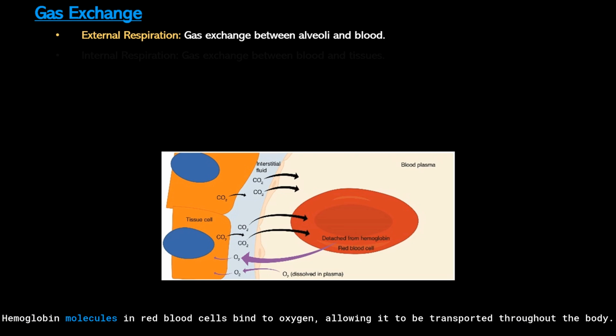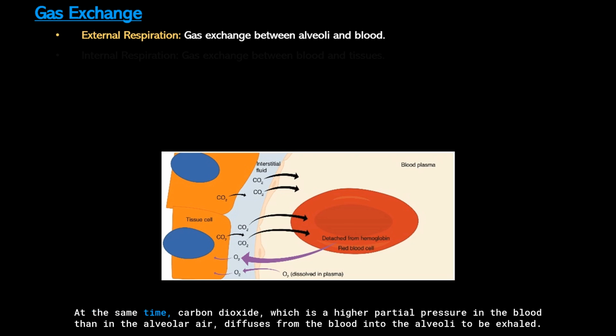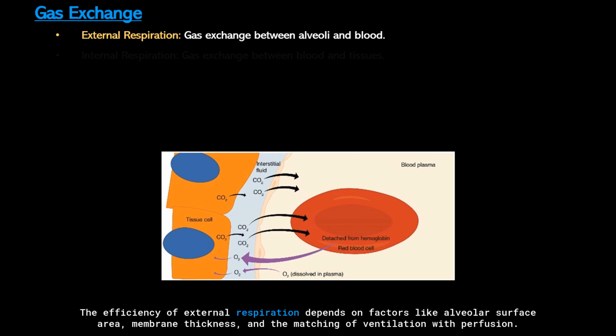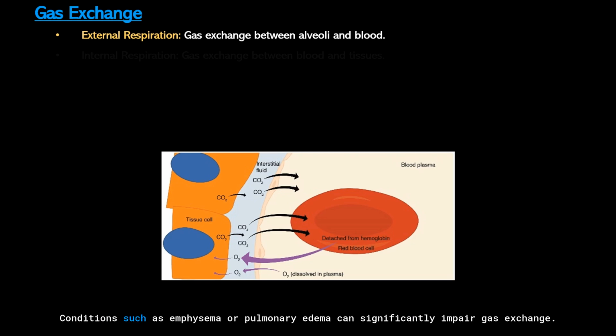Hemoglobin molecules in red blood cells bind to oxygen, allowing it to be transported throughout the body. At the same time, carbon dioxide, which is at a higher partial pressure in the blood than in the alveolar air, diffuses from the blood into the alveoli to be exhaled. The efficiency of external respiration depends on factors like alveolar surface area, membrane thickness, and the matching of ventilation with perfusion. Conditions such as emphysema or pulmonary edema can significantly impair gas exchange.